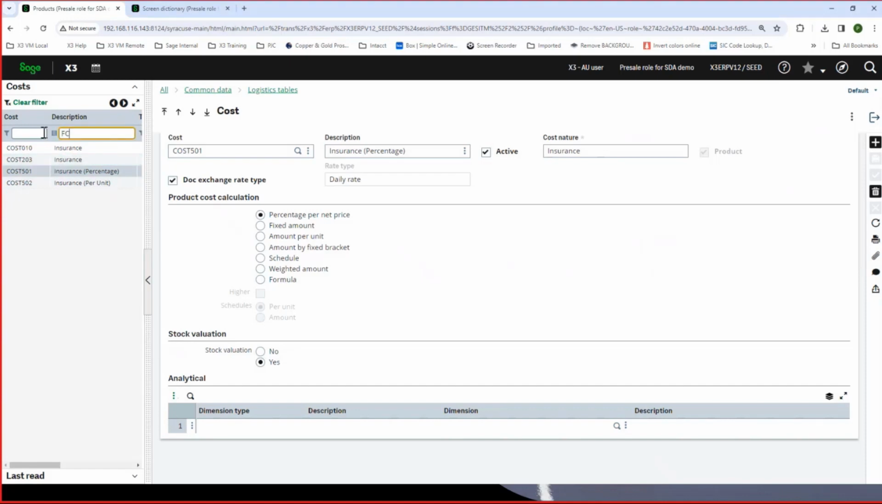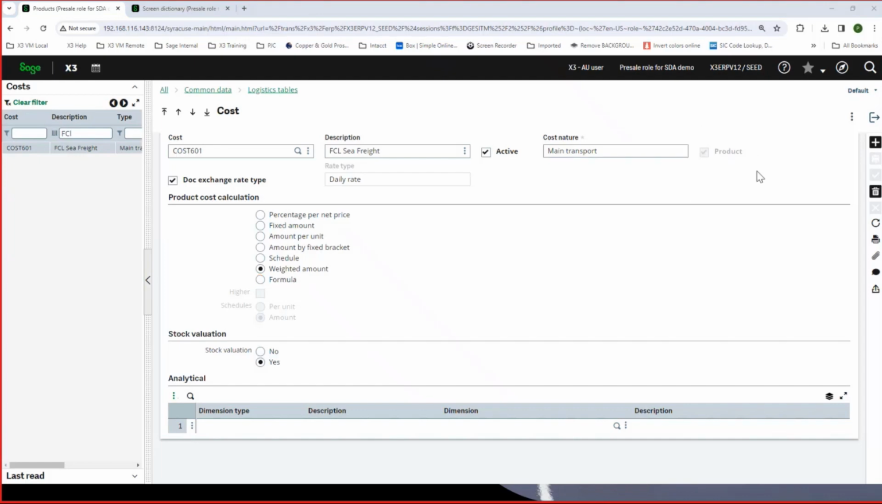Let's have a look at another charge. Here's another example. You can see that there's different methods here. Aside from the percentage, it could be a fixed amount for each line. It could be an amount per unit, so multiplied by the quantity, a schedule or brackets, a weighted amount. We'll have a look at that in a minute. Or I could even use a formula. So quite a lot of flexibility here.